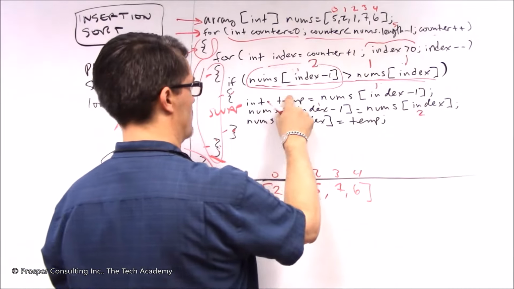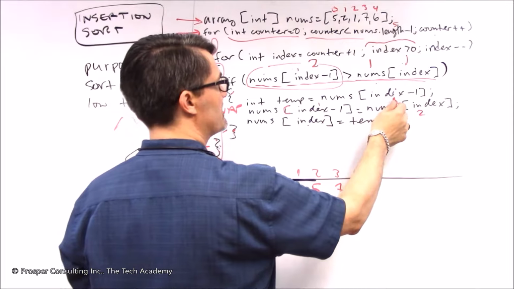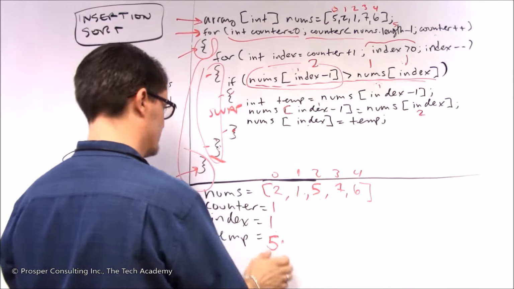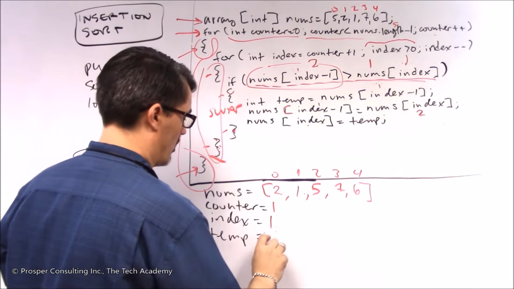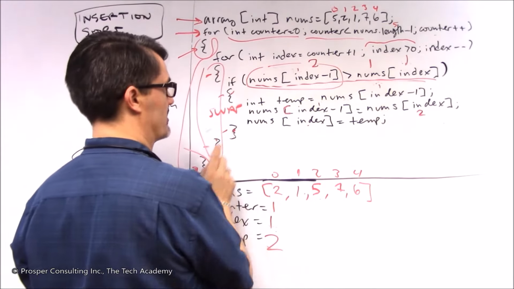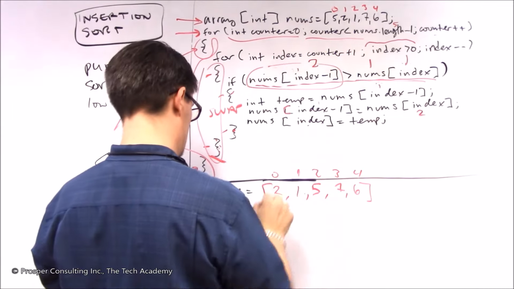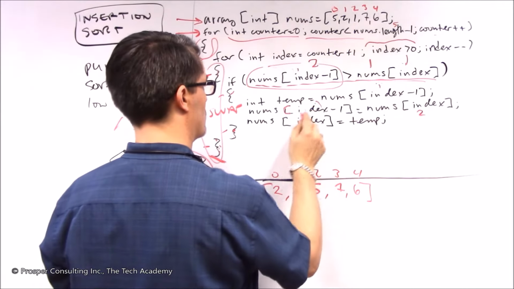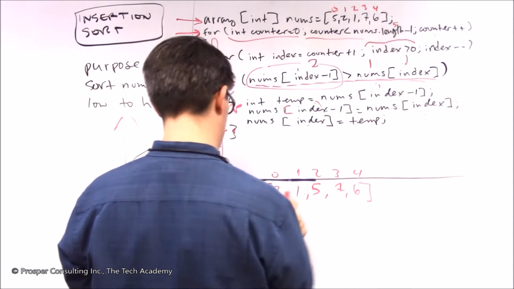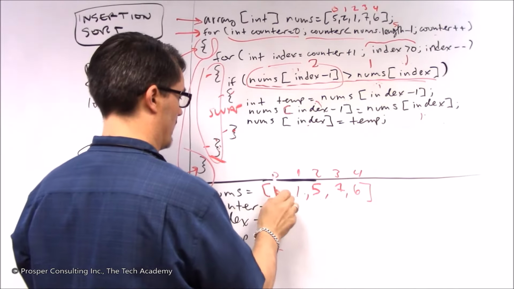Let's take this variable temp and set it equal to the value at position 1 minus 1, which is 0. So we're going to take this temp and set it equal to 2. That's our holder. We're holding that value 2. Why? Because now we're going to do this overwriting instruction. We're going to take whatever's in position 1 minus 1, which is 0, so position 0, that's a 2, and we're going to make it equal to whatever's in position 1. Well, 1 is there, so we make this a 1.